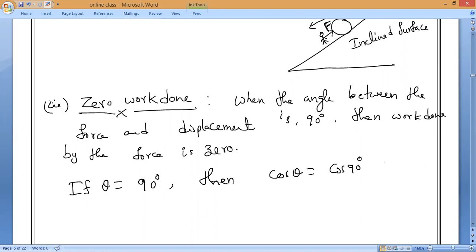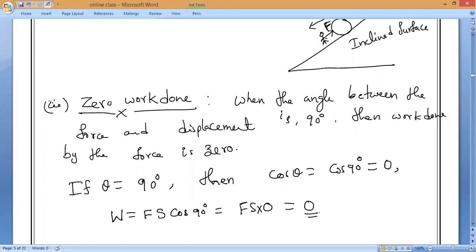So cos 90 is equal to how much? See the table and tell me. 0, sir. So in this case, work done is equal to Fs cos 90 degrees. As we know, cos 90 is 0, so work done is equal to 0.